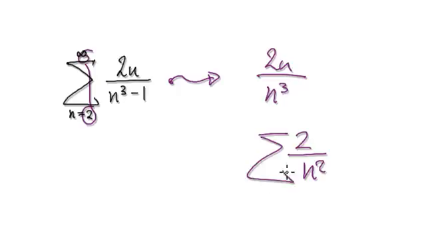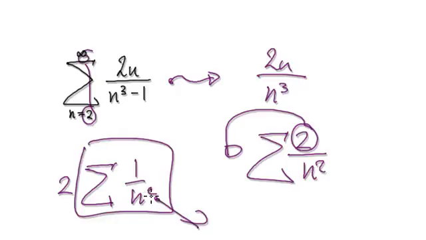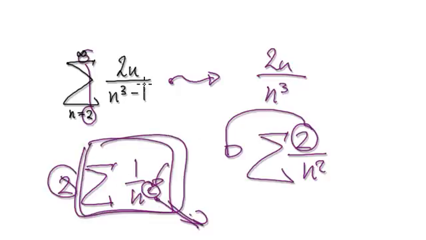So we can look at this series. We can take the 2 out because it's a constant. So we can compare it with this. We know that this is going to converge. We've seen this many times. Therefore, when you times 2, it will converge.